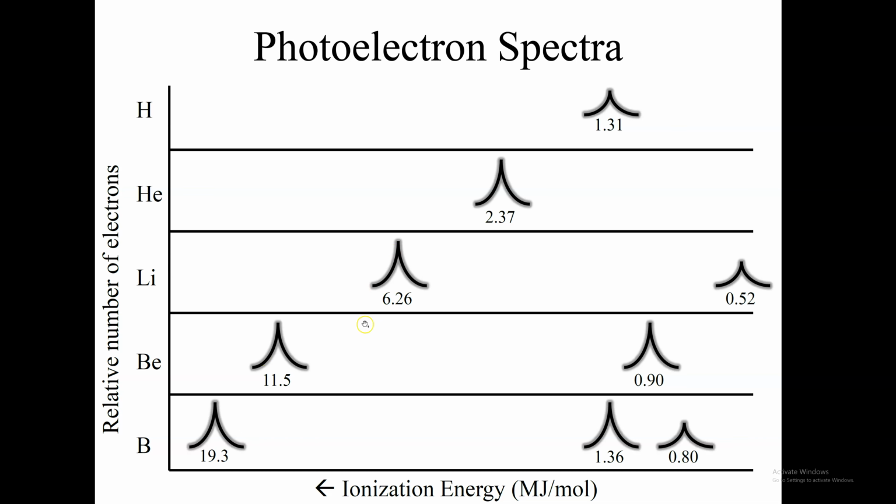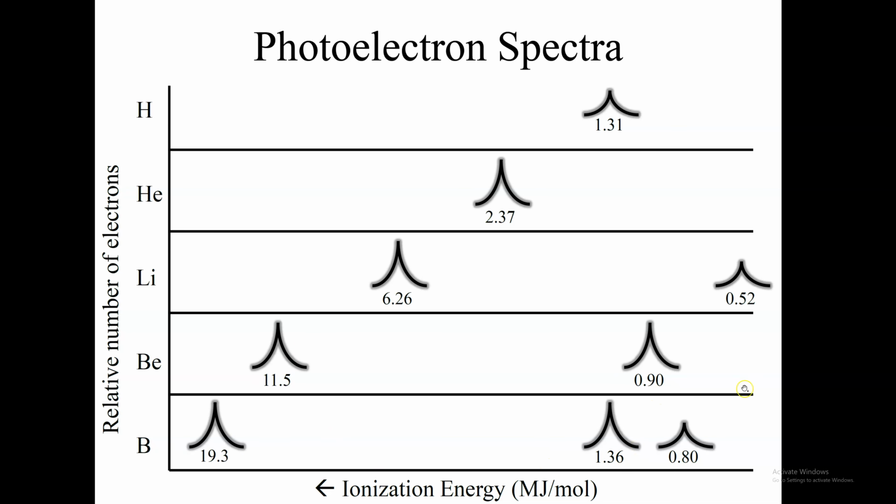And so if you take a look at these, you can see that we have different levels and areas for this element. For example, boron has 3 areas of ionization, and normally it reads from highest to lowest versus the other way, which is lowest to highest. Boron has 19.3, 1.36, and 0.80. Beryllium has 11.5 and 0.9. And so as you can see from here, it can actually tell you how many electrons are in the shell.